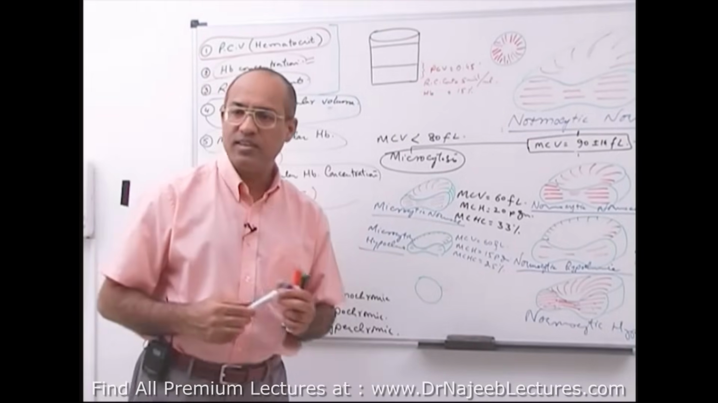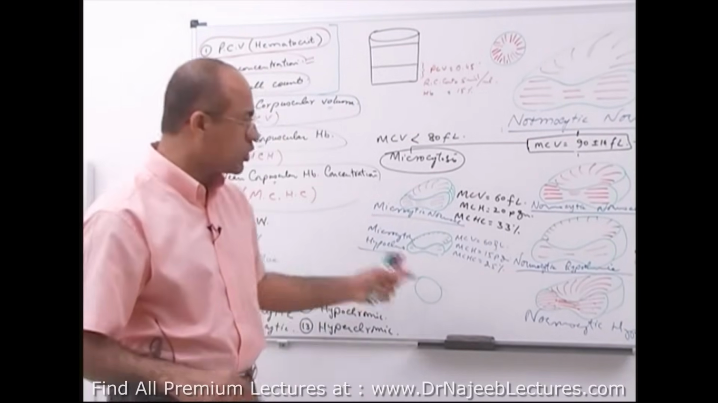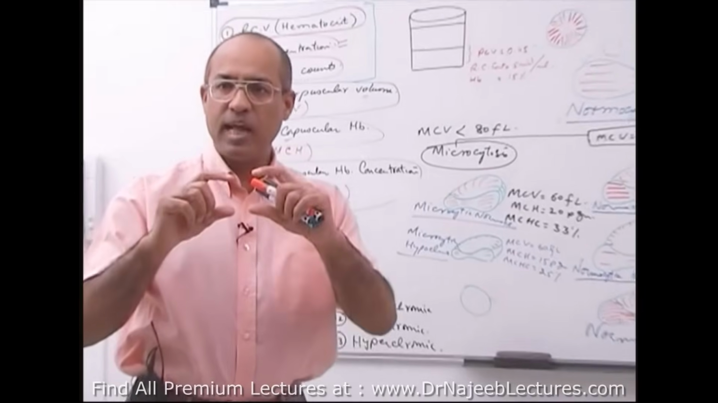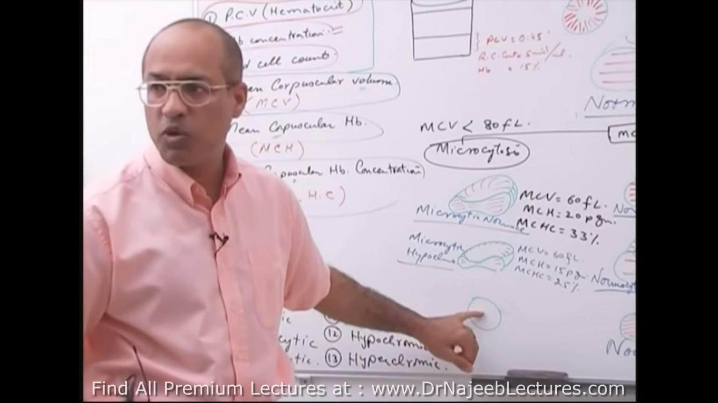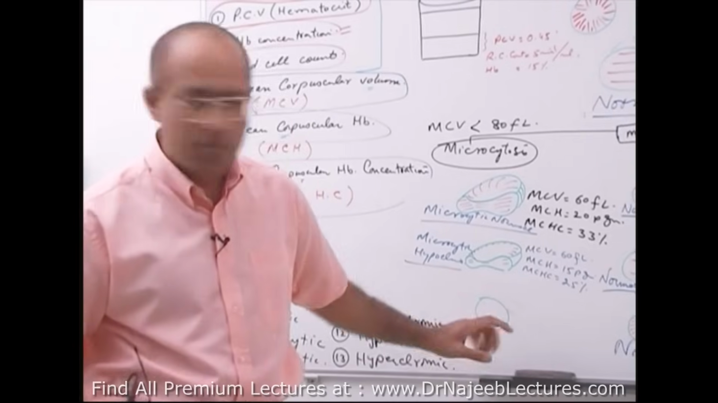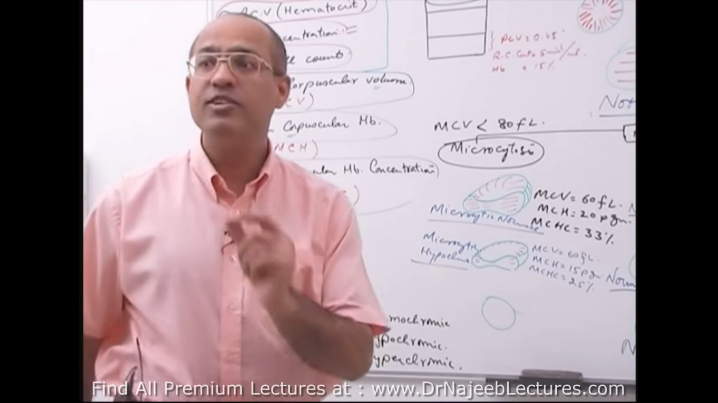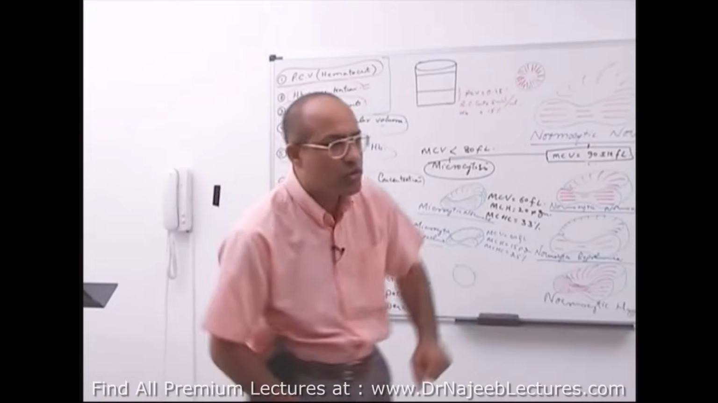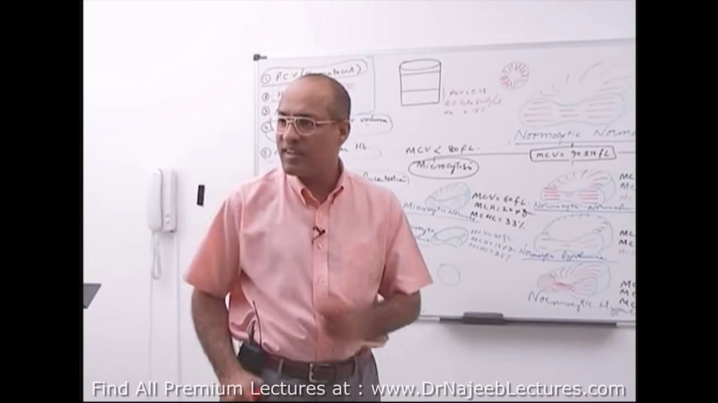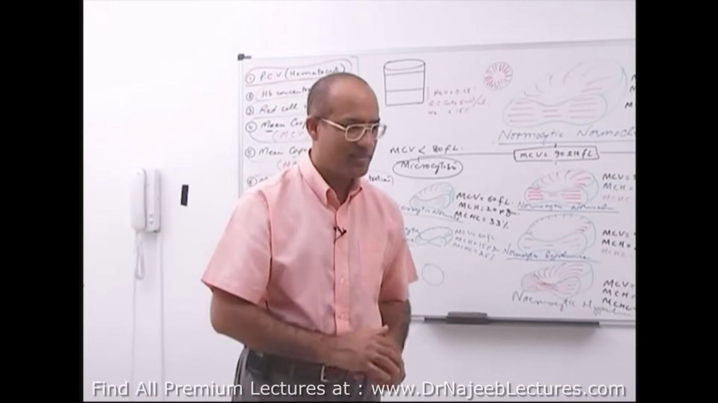Now we imagine another situation. There is an RBC. When it was produced by the bone marrow, it was absolutely normal. But its membrane had some structural defect. And when this RBC was twisting and turning through narrow capillaries, some of its membrane was lost.